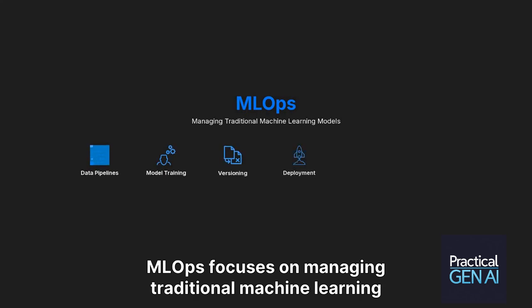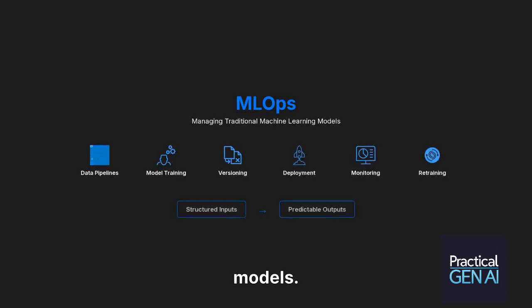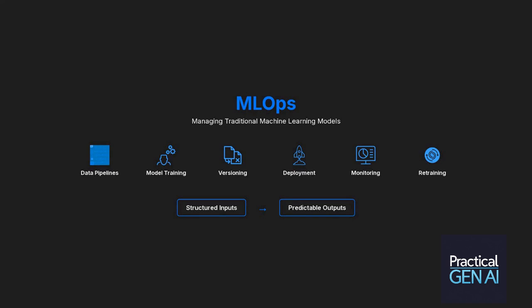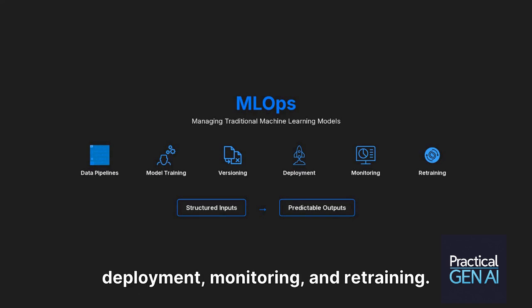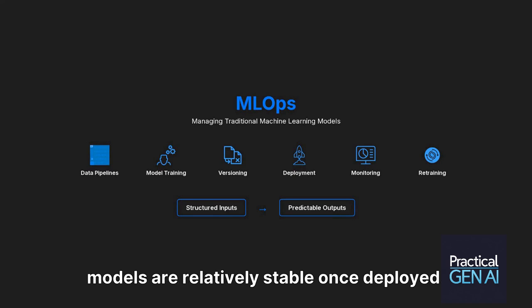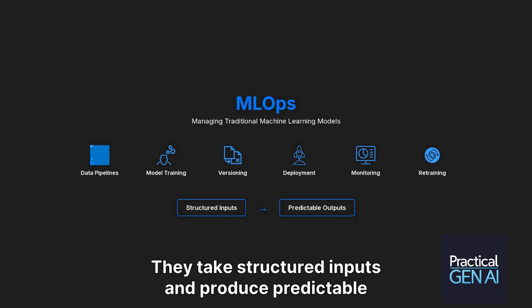MLOps focuses on managing traditional machine learning models. This includes data pipelines, model training, versioning, deployment, monitoring, and retraining. The core assumption in MLOps is that models are relatively stable once deployed. They take structured inputs and produce predictable outputs.